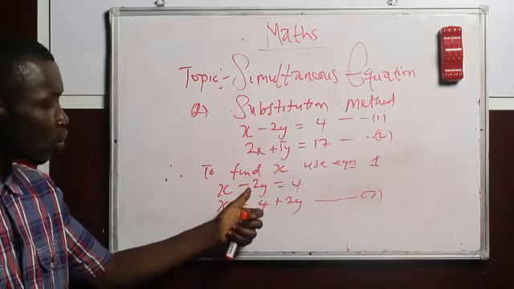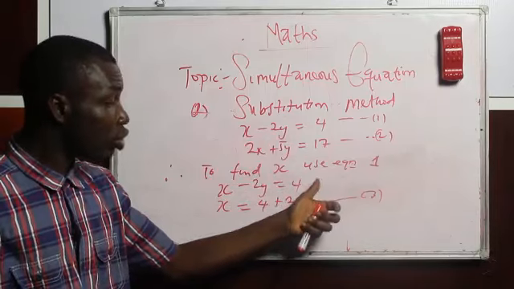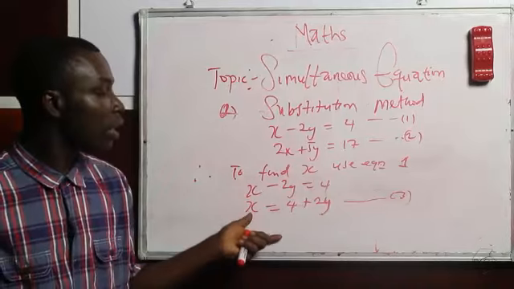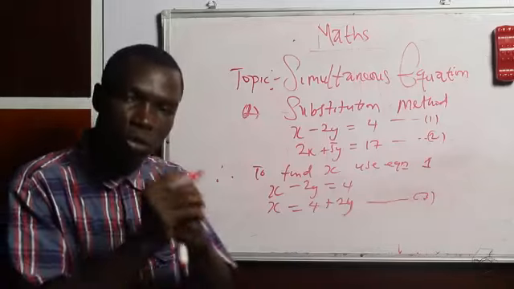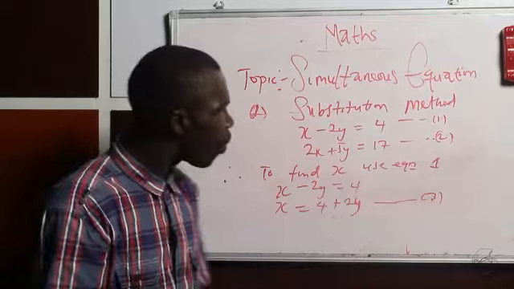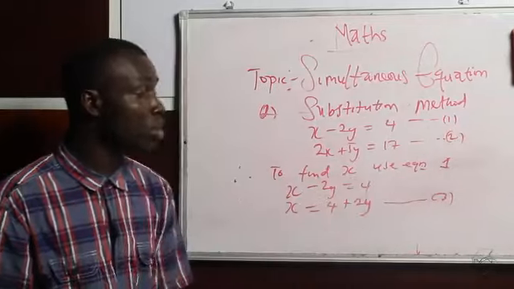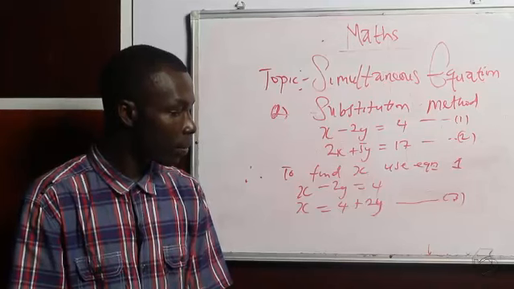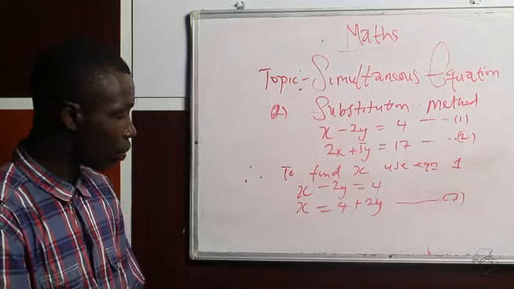How do we get x equal to 4 plus 2y? Because our minus 2y crosses the equality sign, and as it crosses the equality sign, it changes to plus 2y. So this is our x, which is equal to 4 plus 2y. Anywhere we see x, we substitute the value of x into the equation. Therefore, we can proceed by substituting the x value into either equation 1 or equation 2, so as to find the value of one of the unknown variables.